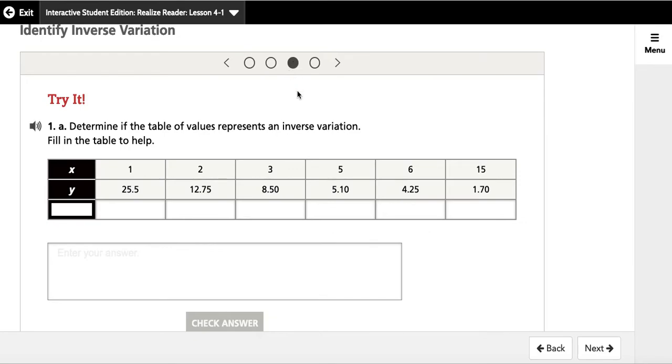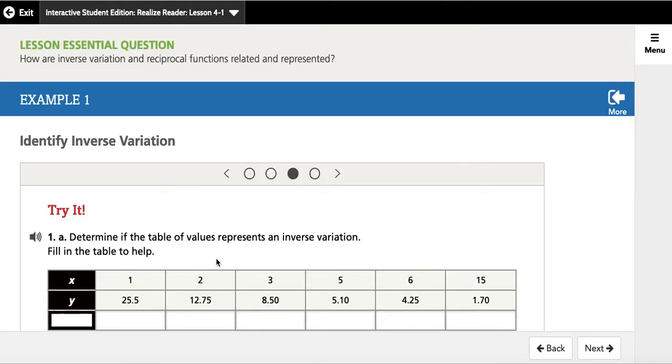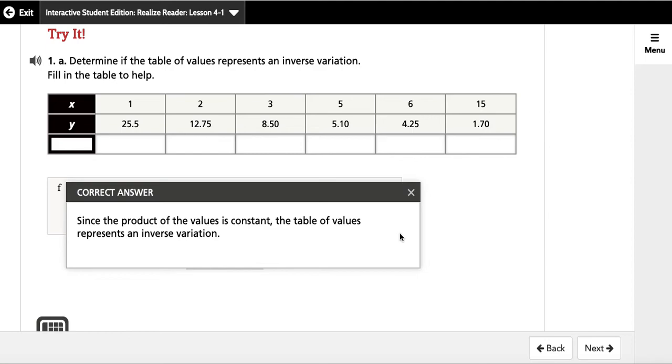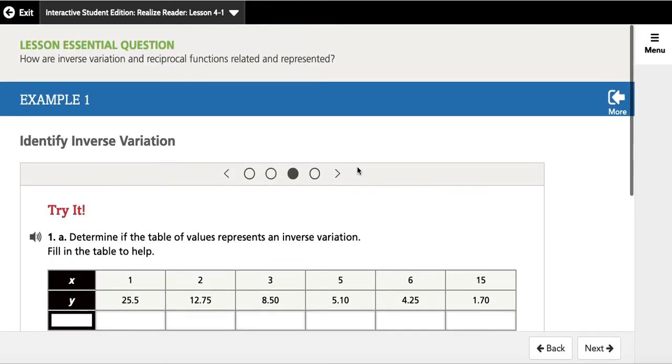Here's one for you to try. Click pause and come back when you're ready. 1 times 25.5 is 25.5. 2 times 12.75 is also 25.5. I'm doing them quickly in my head, I think these are all coming out to 25.5, so I would say yes, it is an inverse variation.